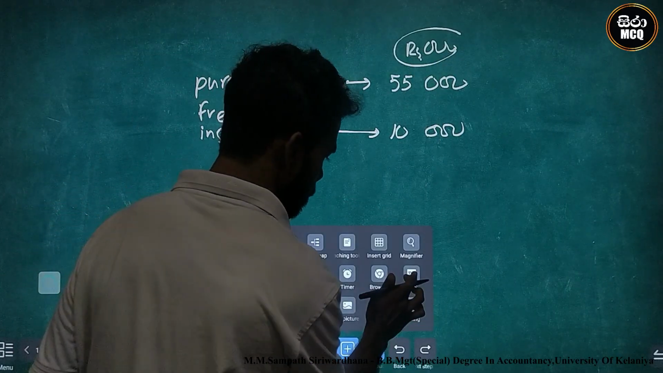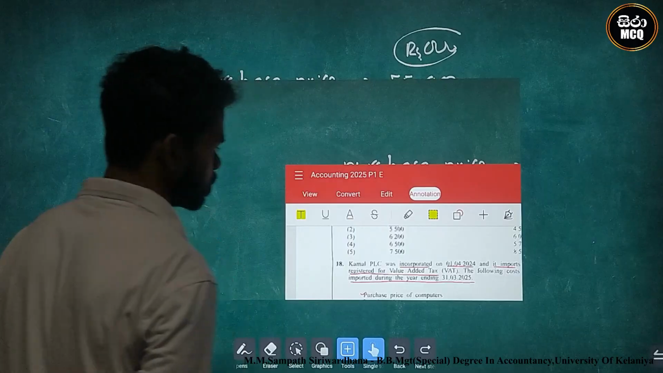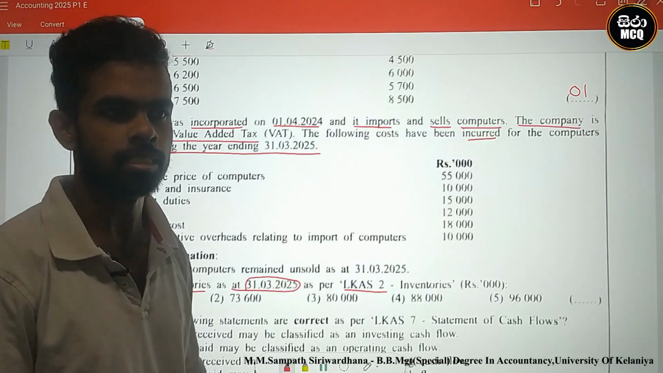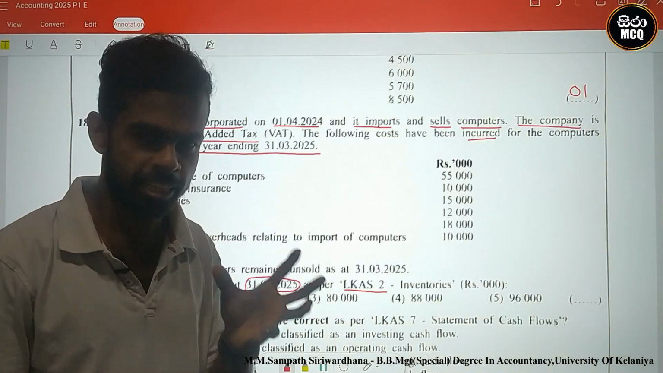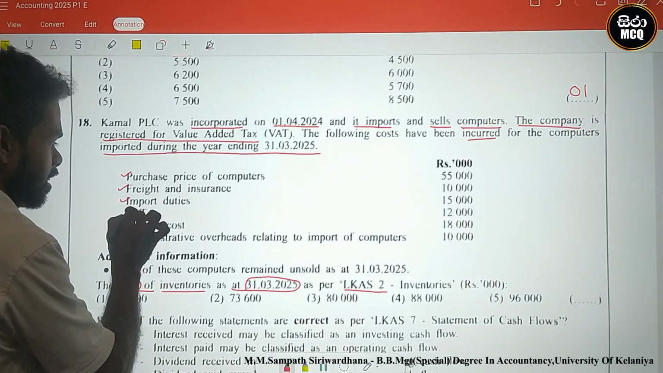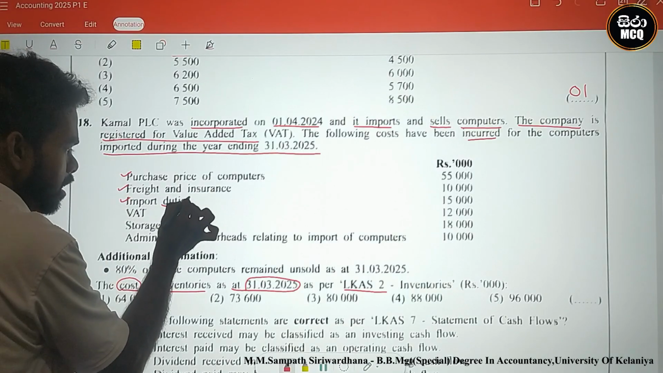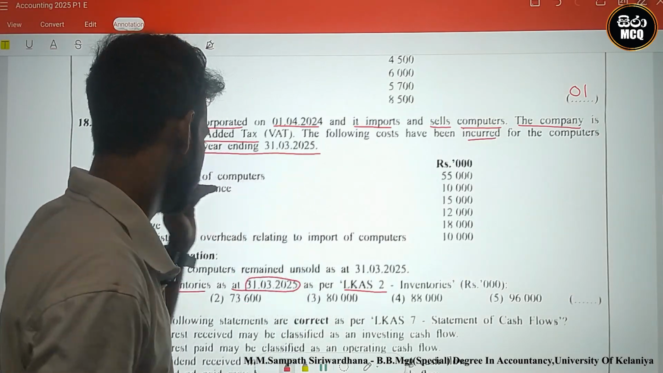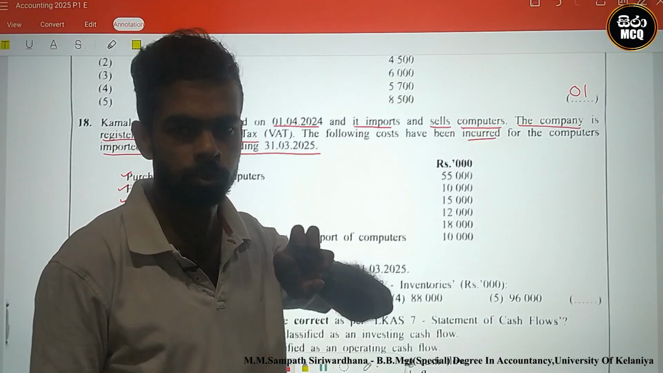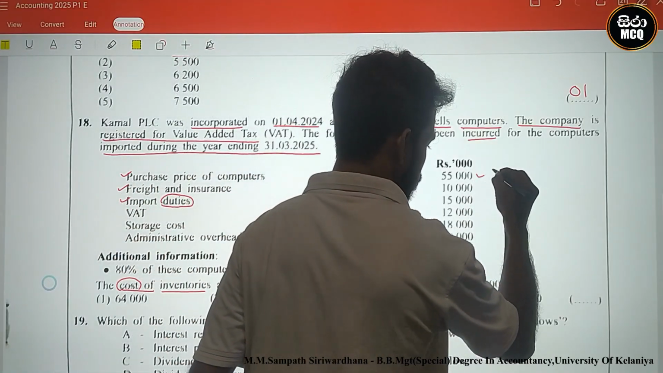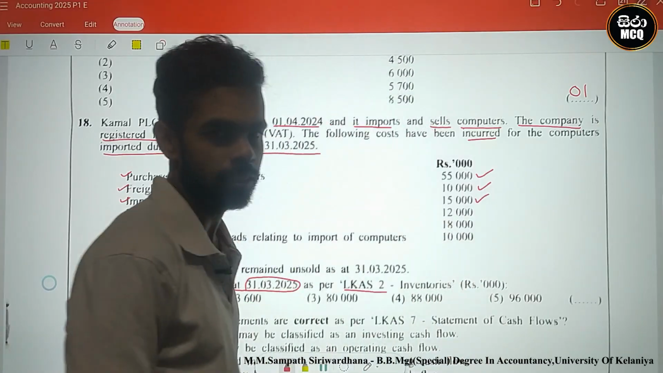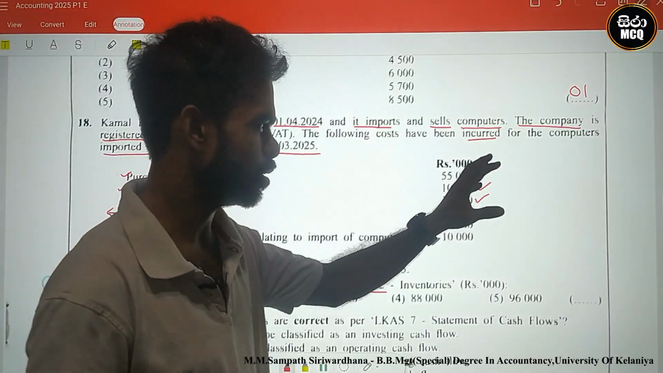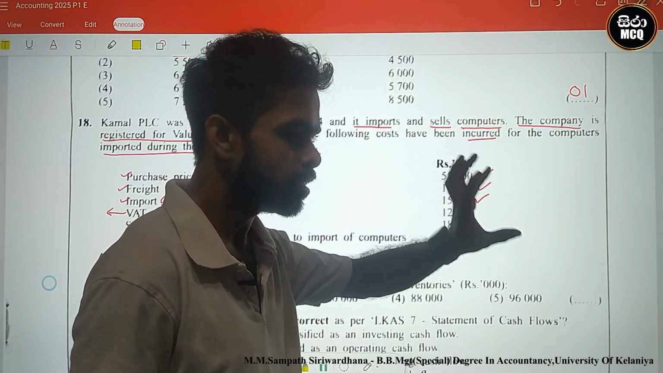Okay. What is this? Look here. This is import duties. Can you include it? Yes. Import duties. This is a tax. We can include it because at the importing time we pay some duty. Import duties are an expense directly attributable to inventory. The 55,000, 10,000 and 15,000 we can include.